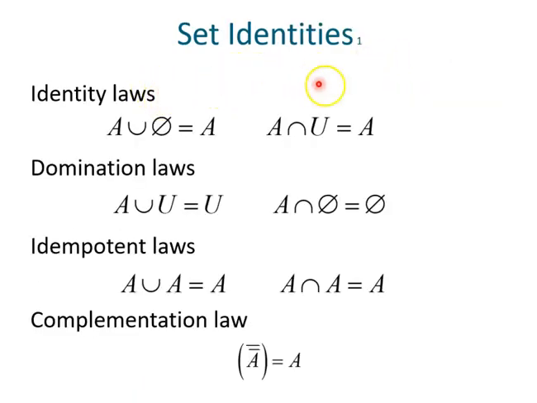These set identities are obvious: identity laws, domination laws. Here U is the universal set, and you know that A is always a subset of U. So the union of A and U is U. The intersection of A and the empty set is the empty set. Idempotent laws: A union with A is A, the intersection with A is A. Complementation law: the complement of A and then its complement is just A.